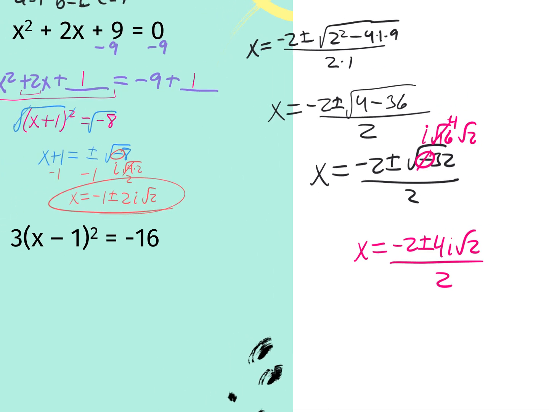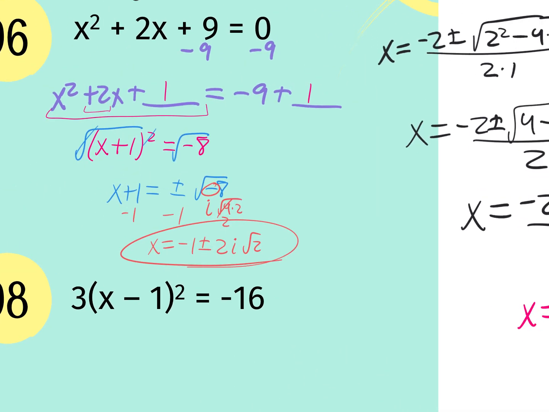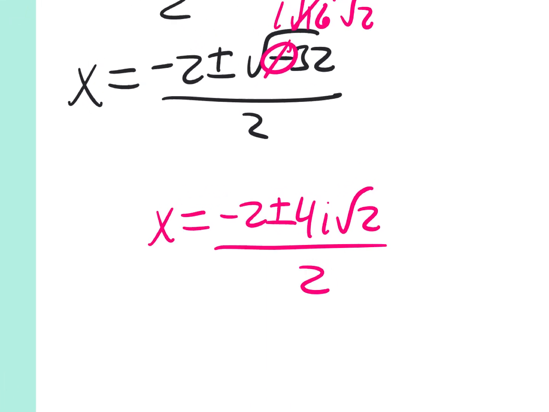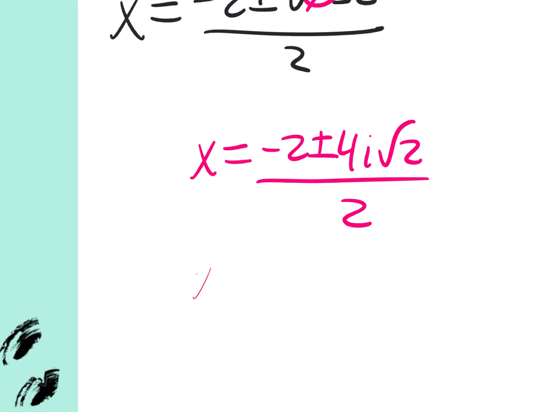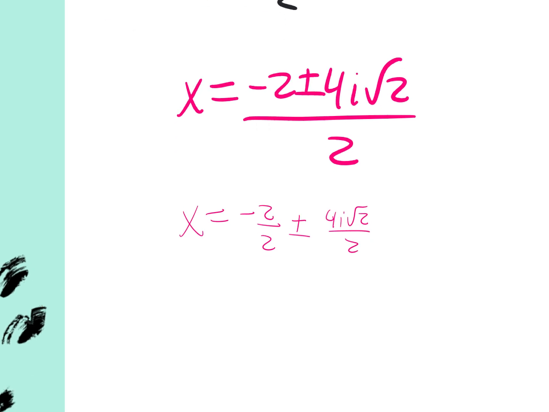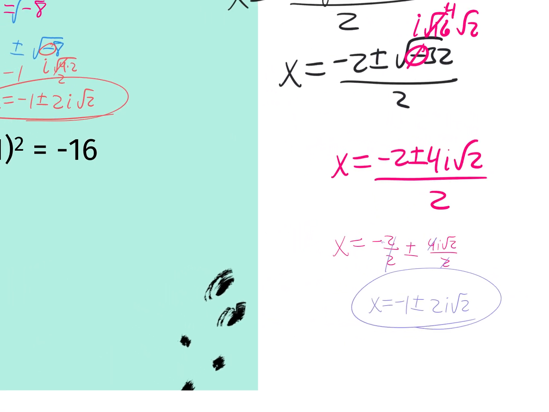And now the difference between this answer and the answer that we got by completing the square is that this one, you need an extra step to simplify it, right? So this one, we need to actually split it up. So we get -2 over 2 plus or minus 4i square root of 2 over 2. All right, -2 over 2 becomes -1, so we get x equals -1 plus or minus, and we can simplify 4 and 2 to become 2i square root of 2. All right, so we get the same answer, right?